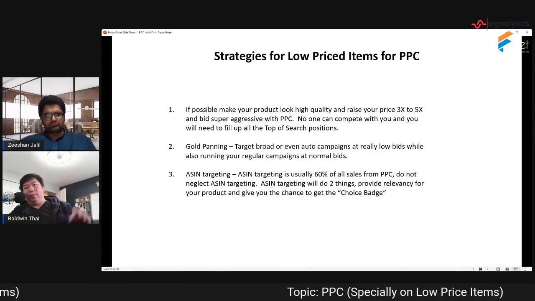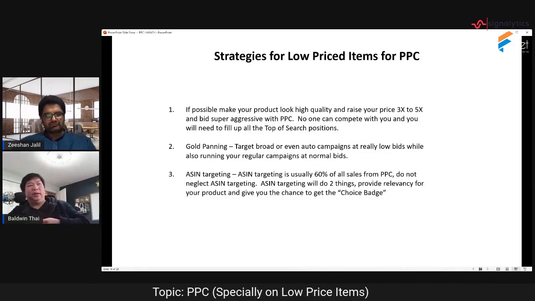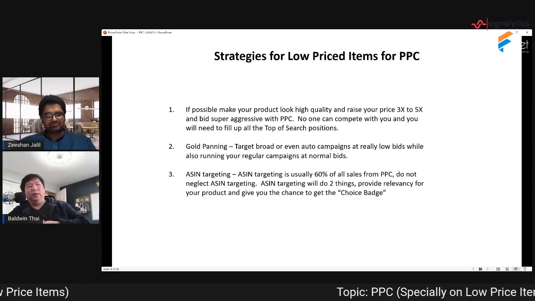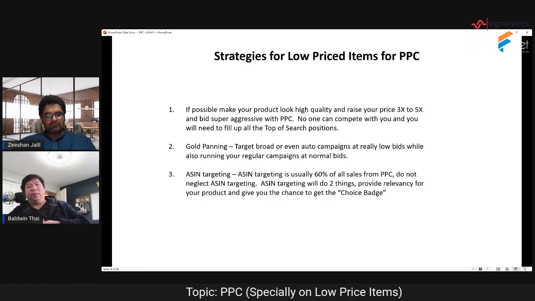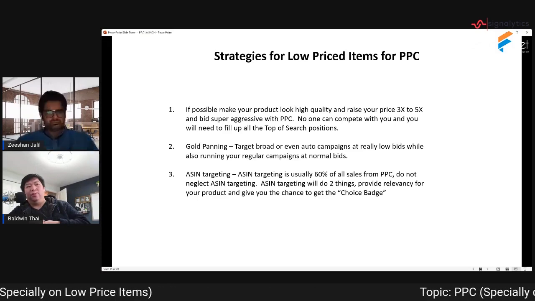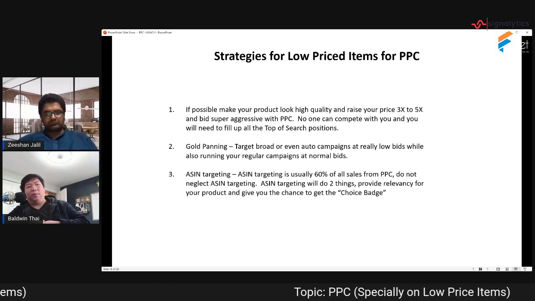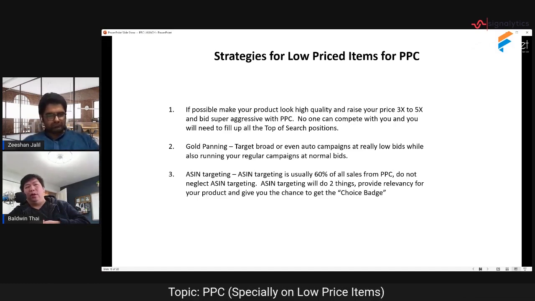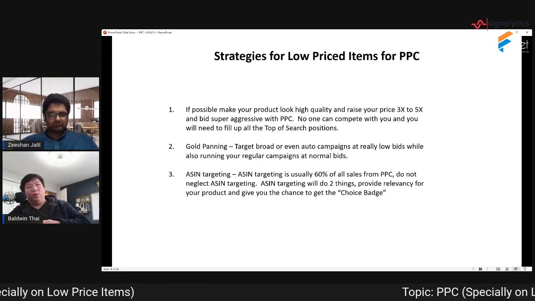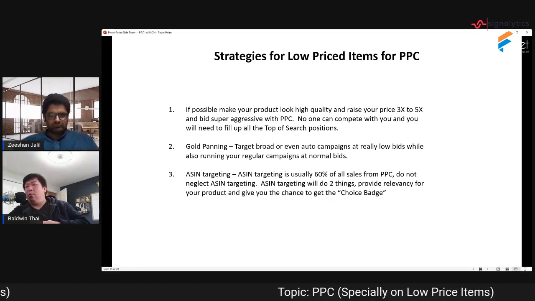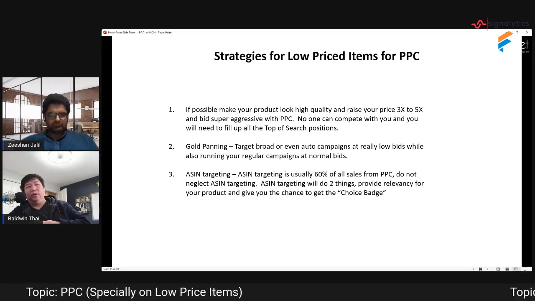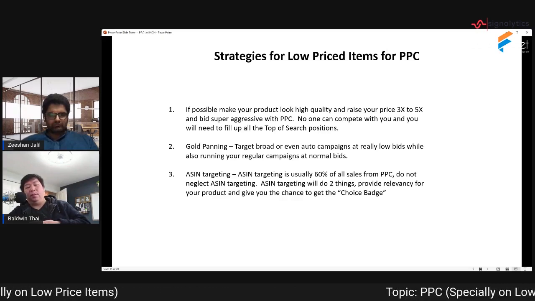So now that we've gone through the basic stuff, let me share some of the strategies. I believe there's a lot of buzz on low price items for PPC. I have three strategies that I thought of, and there could be more. It's a lot to talk about. The first strategy is probably my preferred one: if it's possible, make your product look higher quality, raise the price about 3x or 5x, and bid super aggressively on PPC.